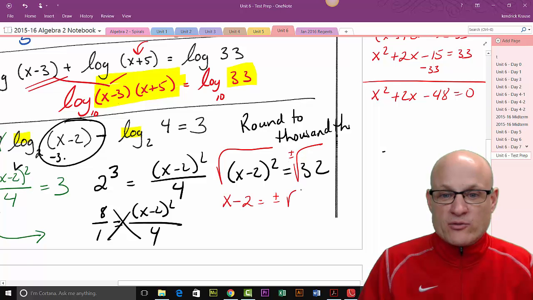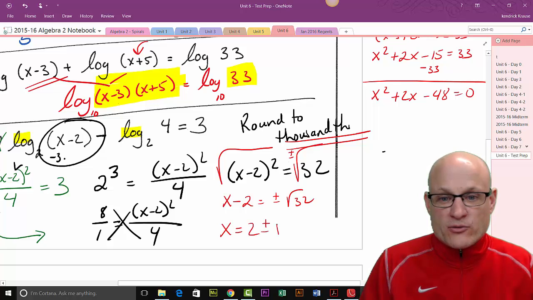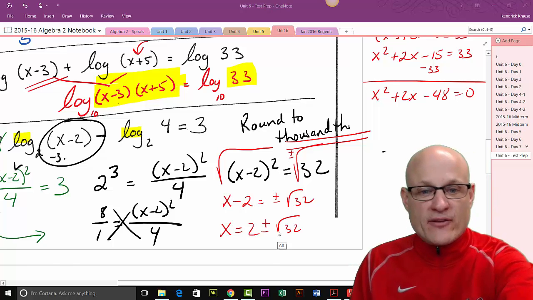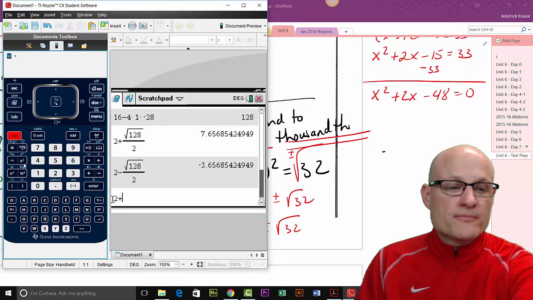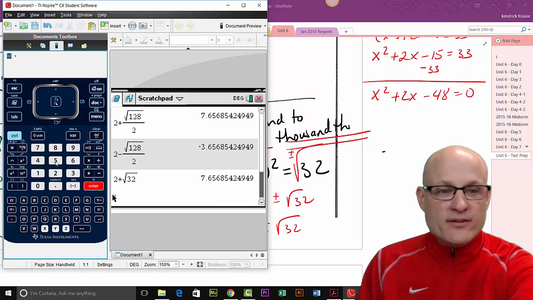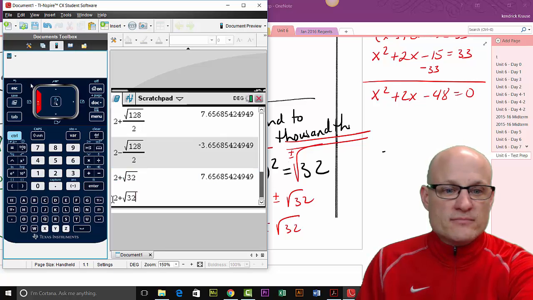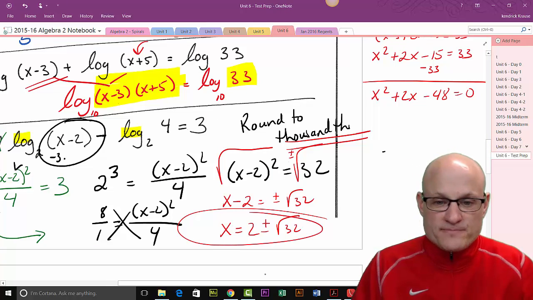Again, I said round to the thousandths place, so you don't have to simplify. It's x equals 2 plus or minus the square root of 32. And you'll find out that these are the same thing. 2 plus the square root of 32 is going to be equal to that same 7.65, and then change the plus to a minus, and you get that negative 3.65. So it would have been easier just to do this. All right, moving on. Almost done.